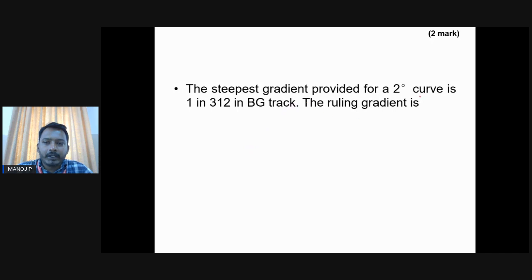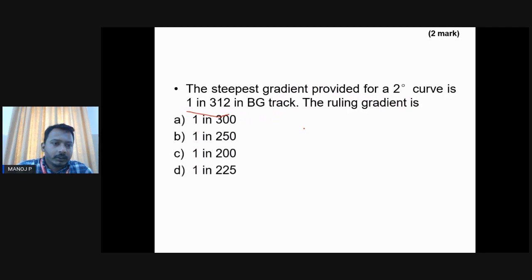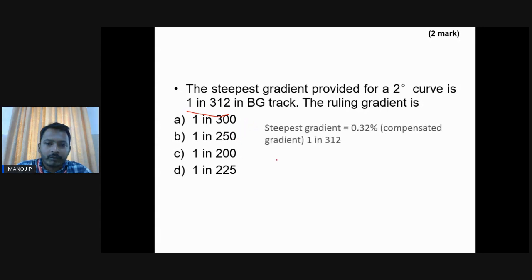The steepest gradient provided for a 2-degree curve is what? Here it is 1 in 312 for broad gauge track. What will be the ruling gradient? They've asked whether the ruling gradient is 1 in 300, 1 in 250, 1 in 200, 1 in 225. Here, with respect to this 1 in 312, you get the value as 0.32 percentage. This is already a compensated gradient.